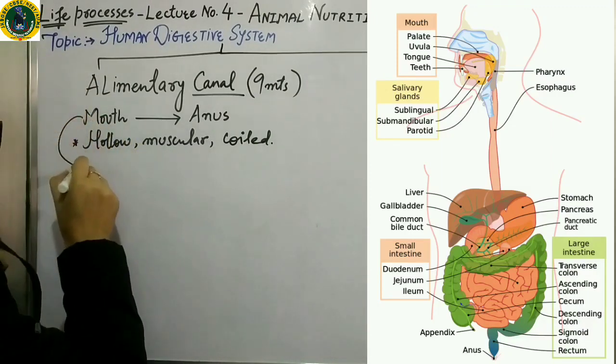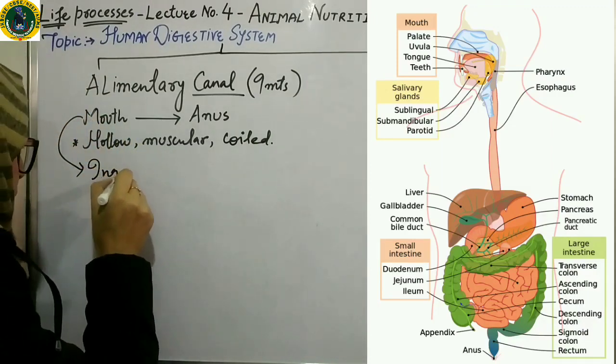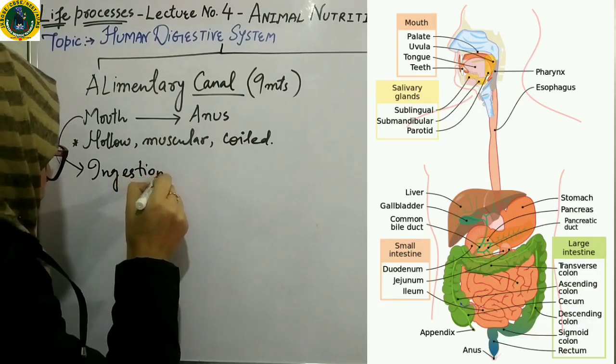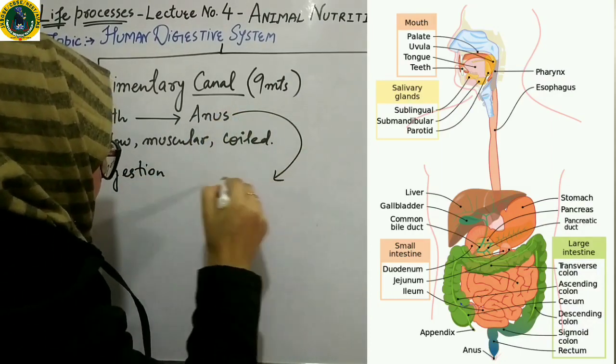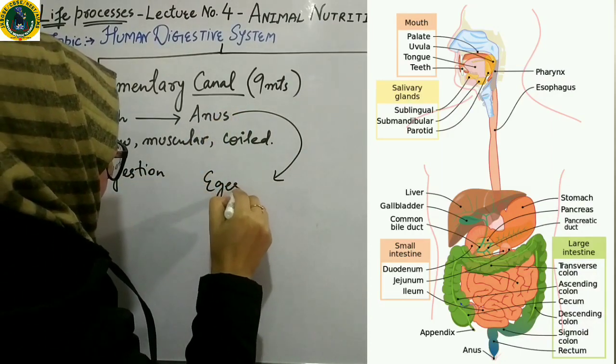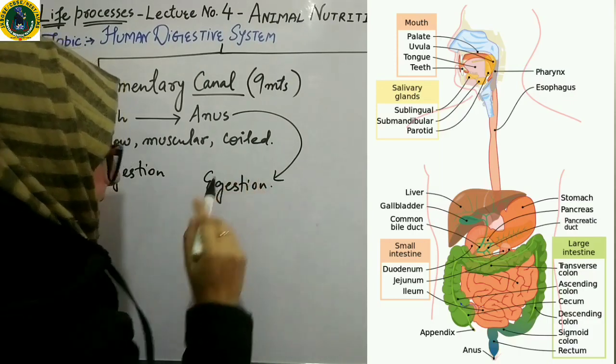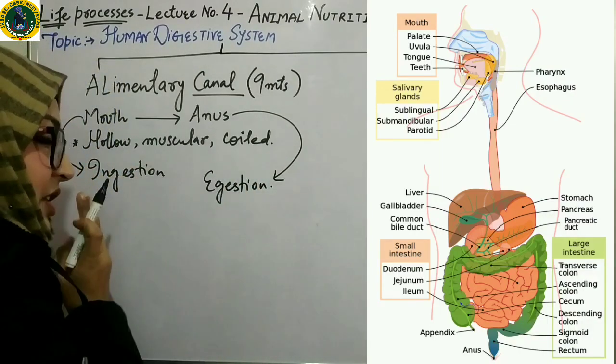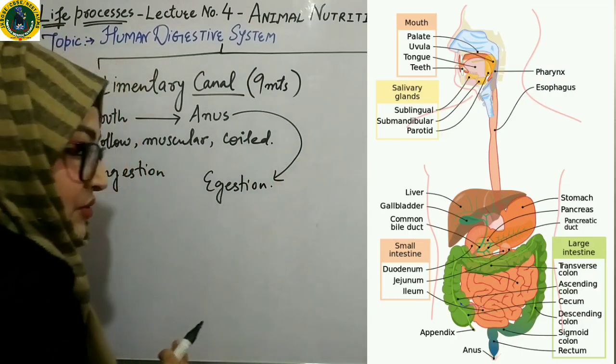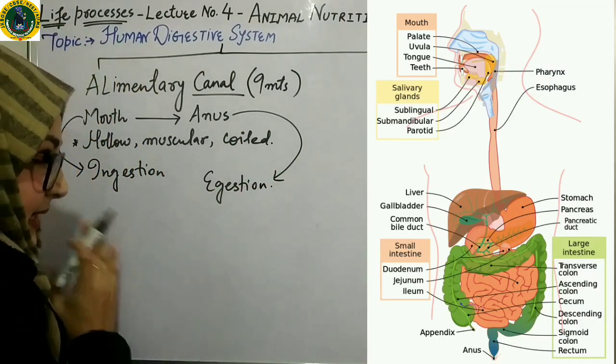Now, the mouth is the place where the step of ingestion takes place, and the anus is the place meant for egestion. Rest, digestion takes place at the different stages of this alimentary canal, which I'll be discussing in a bit.